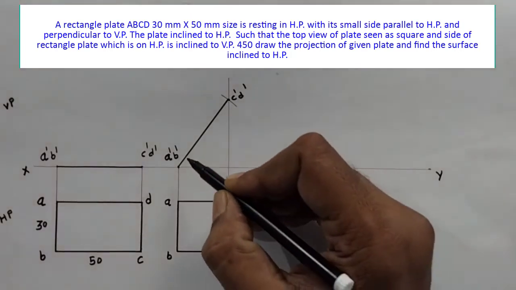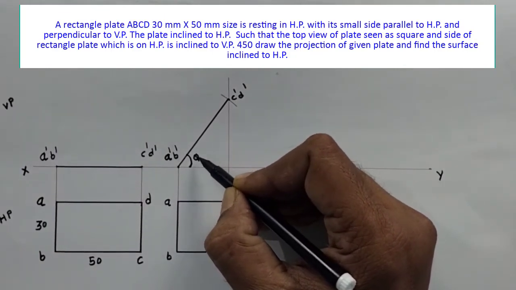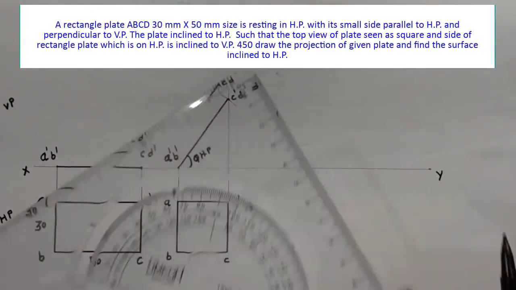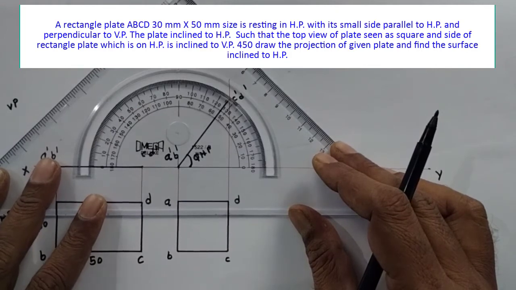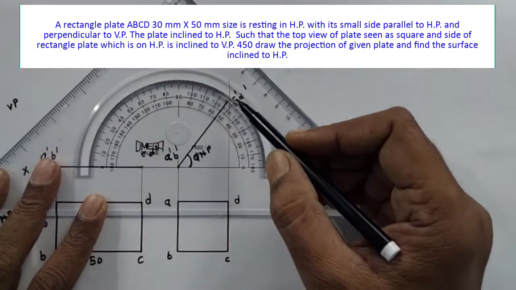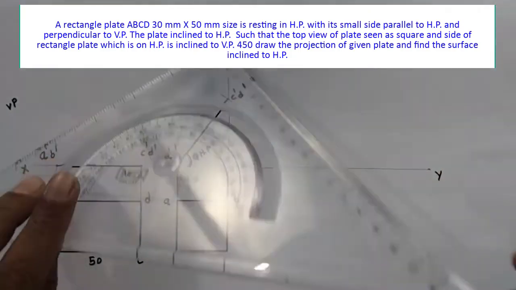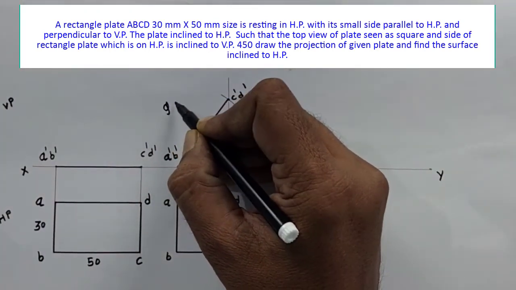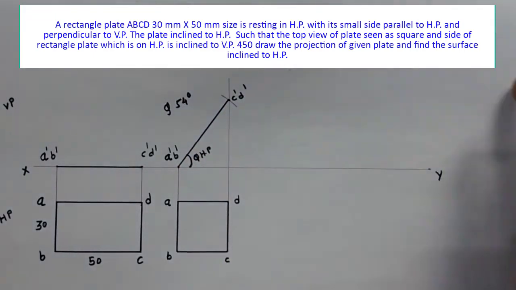The surface inclined to HP. So you measure the angle of the second stage elevation inclined to the XY line, and this answer is 54 degrees. So we can write theta 54 degrees.